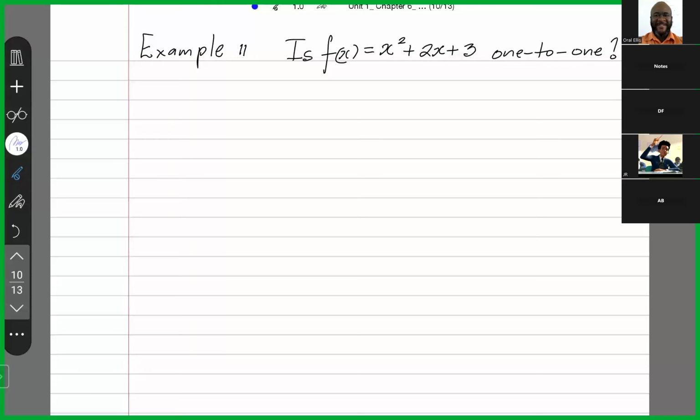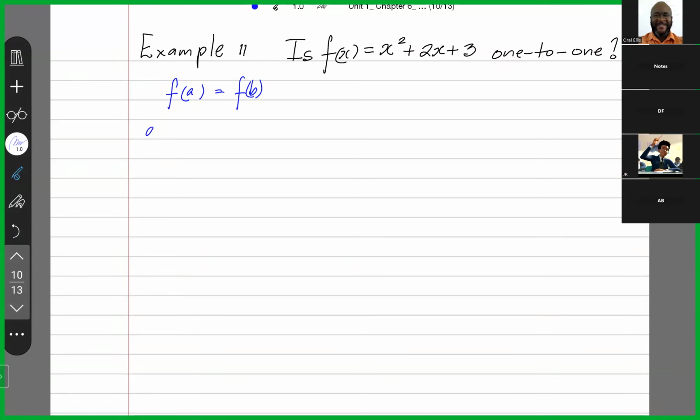All right, so example 11. In example 11, we're asked if f of x is equal to x squared plus 2x plus 3 is 1 to 1. Well, let's just use the two approaches that we have. Let's make f of a be equal to f of b.